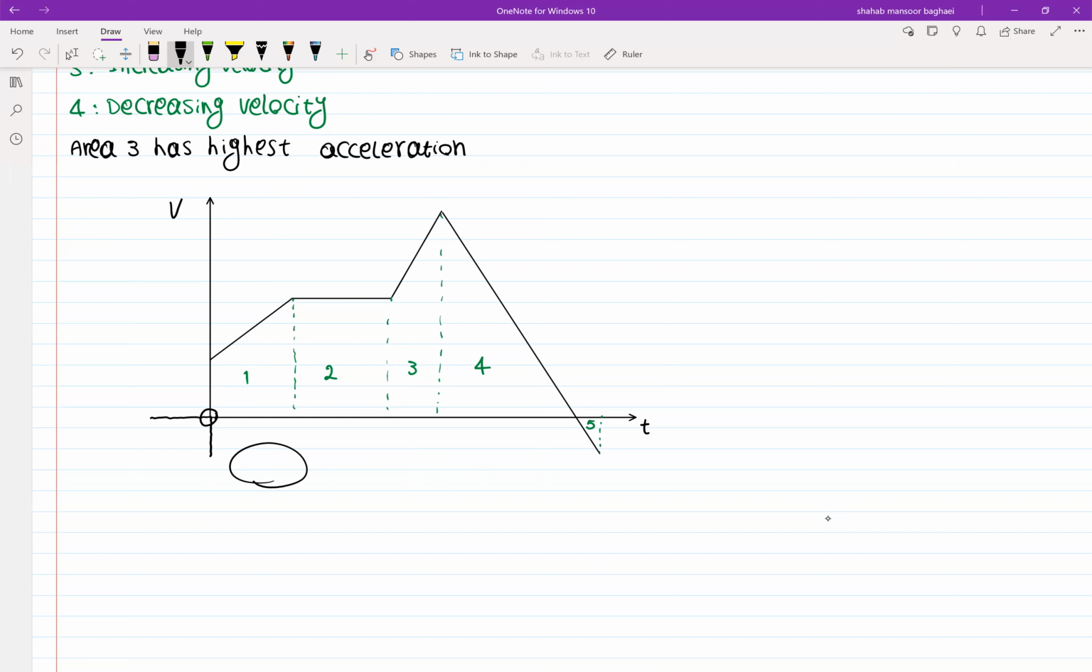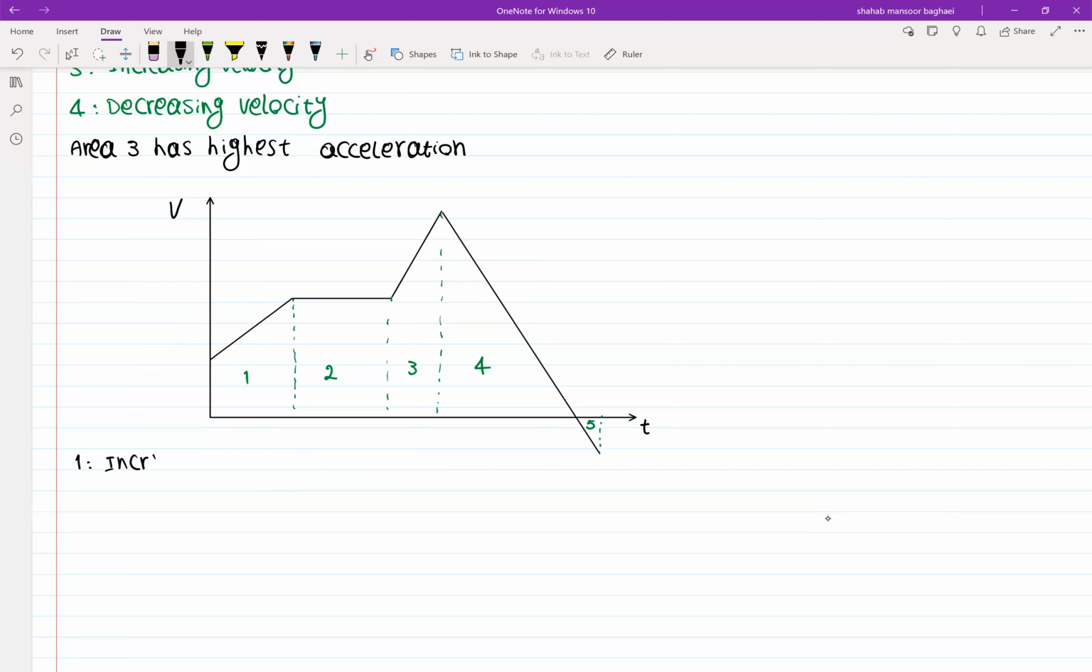Therefore, depending upon the location of the velocity, you can judge the sign. If your graph is above the origin, of course, you have positive velocity. Pay attention: the sign of velocity is different from the sign of acceleration. Here you have positive velocity and positive acceleration. Both of them are positive. Okay, therefore area number 1.